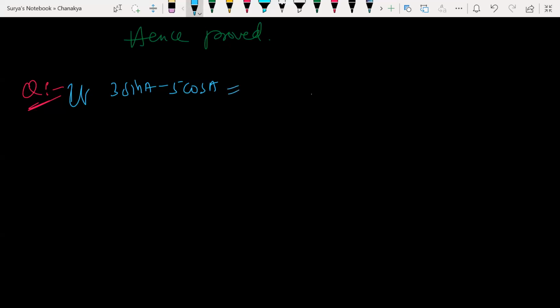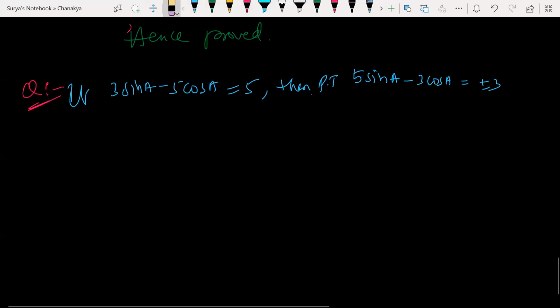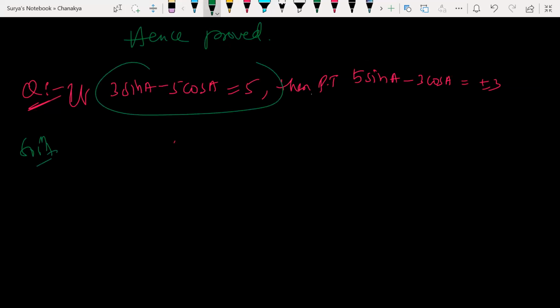The question: if 3 sin A plus 5 cos A is equal to 5, then prove that 5 sin A minus 3 cos A is equal to plus or minus 3. So this is the given question here. What do we have to prove? We have to prove this is equal to this. How can I prove that this is equal to plus or minus 3?